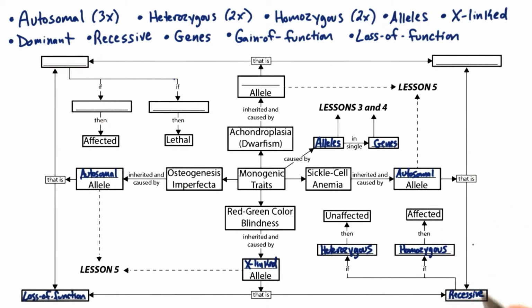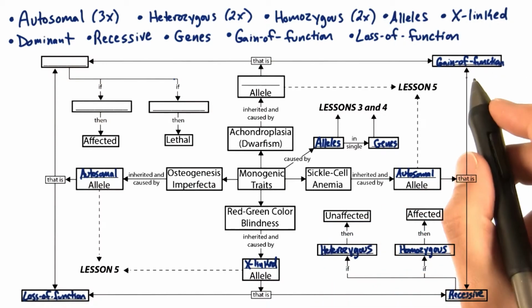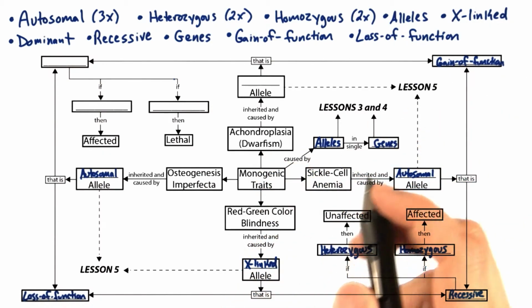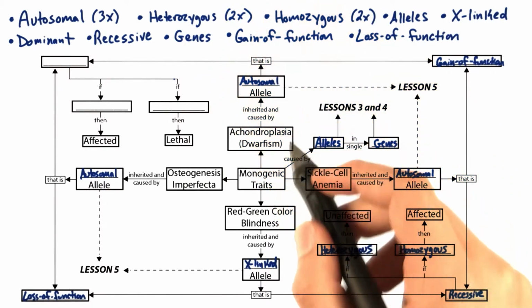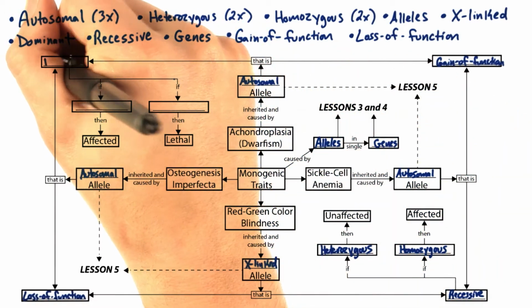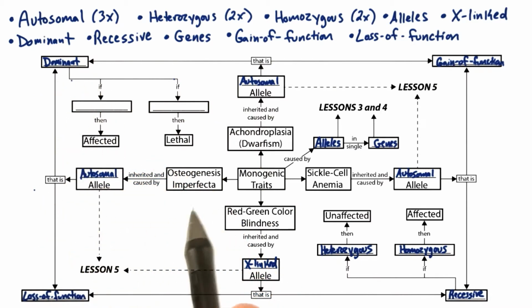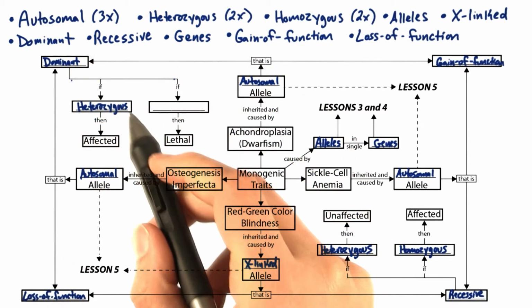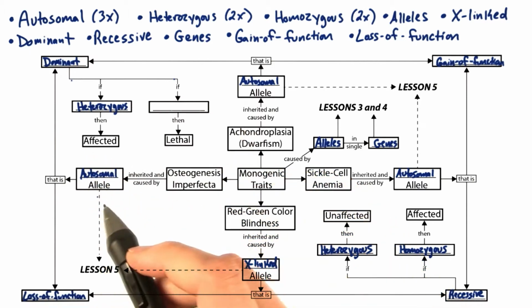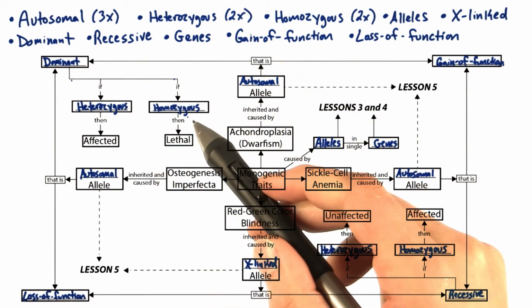Sickle cell anemia is recessive, but a gain of function. And sickle cell anemia has this property in common with achondroplasia, which is also inherited and caused by an autosomal allele. The allele that causes achondroplasia is gain of function and dominant. It shares this dominant status with osteogenesis imperfecta, even though osteogenesis imperfecta was a loss of function allele. Now, dominant alleles, if they're heterozygous, then the individual is affected. And in these particular cases, as is true for some other dominant traits, the homozygous version is actually lethal.